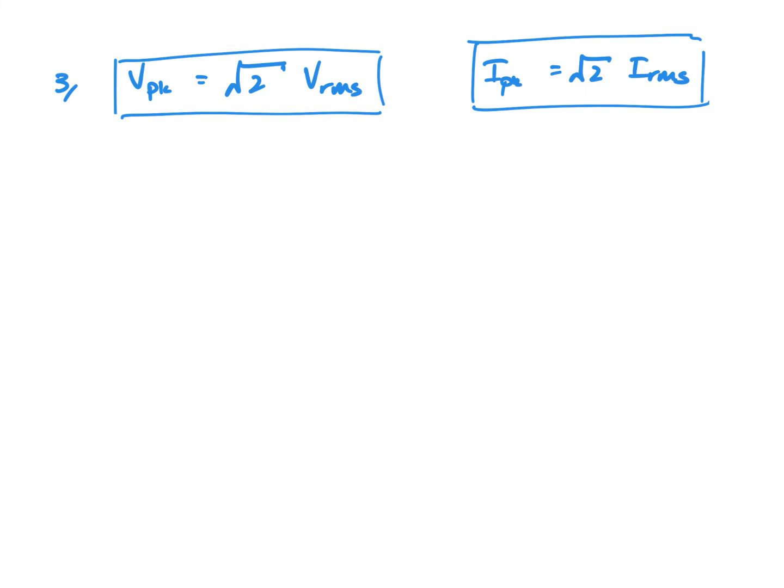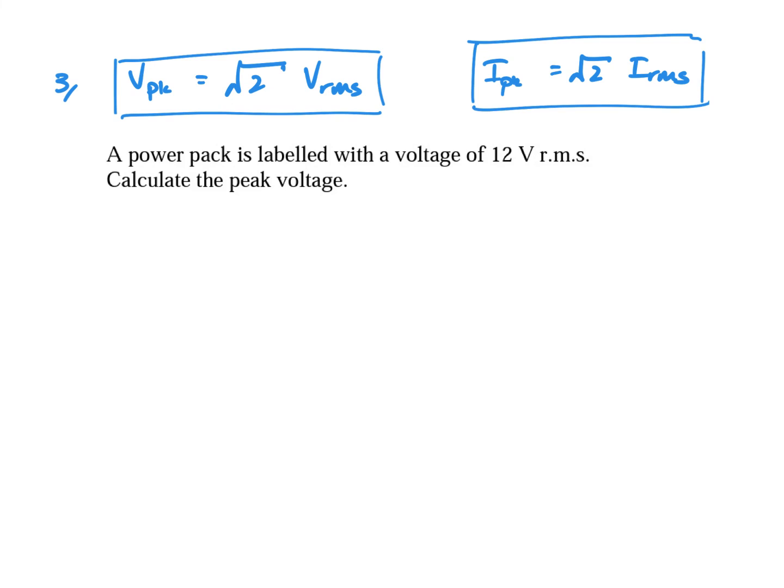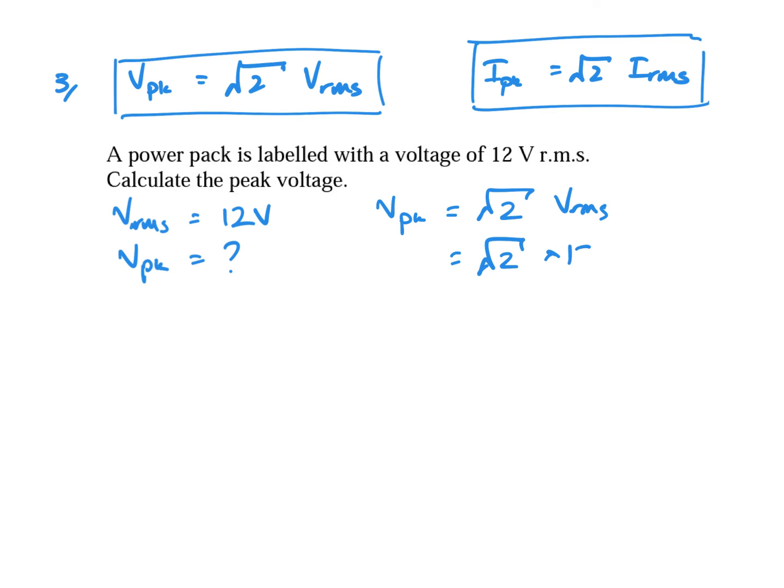So simple worked example. We're given the RMS voltage in this example, and we're being asked the peak voltage. And easy calculation. Peak voltage is 17 volts.